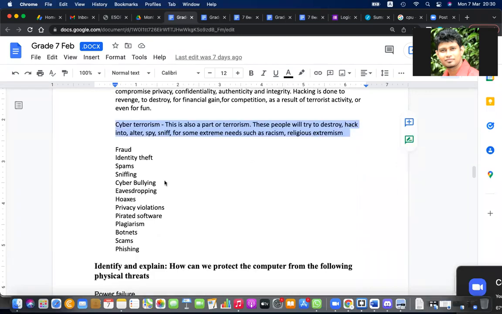Today we have to learn about other things: fraud, identity theft, spams, sniffing, bullying, eavesdropping, hoaxes, privacy, pirated software, piracy. We need to discuss that.